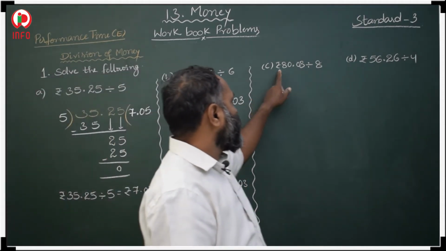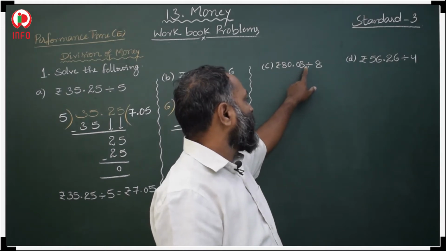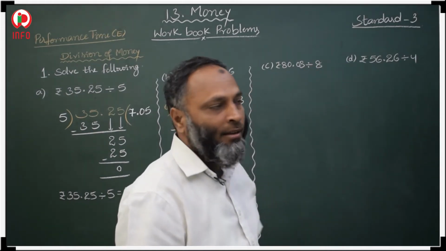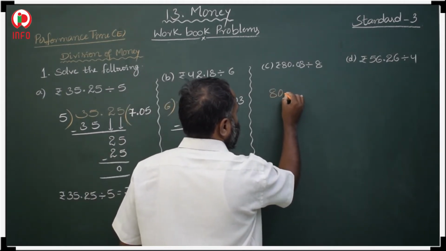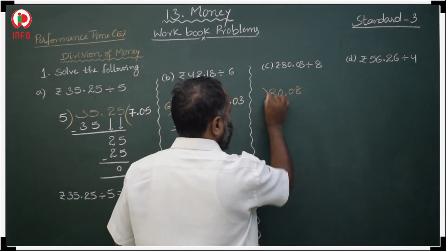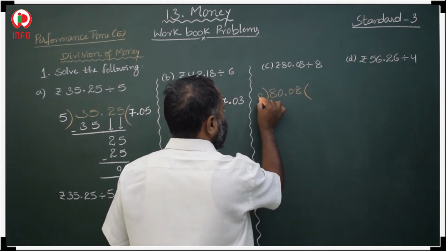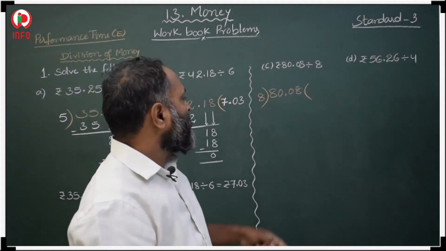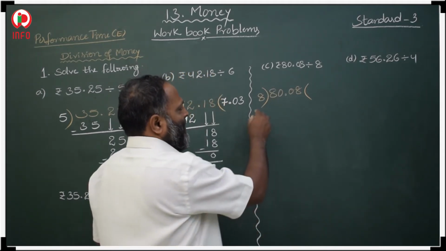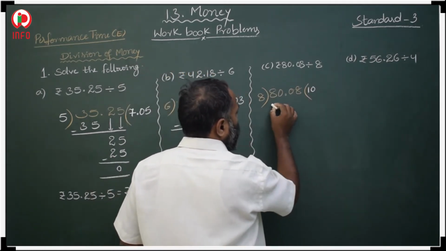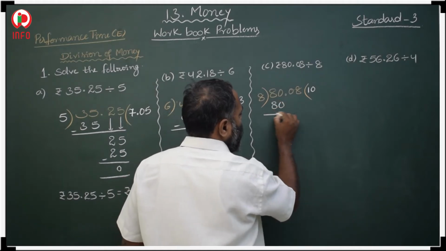Now the third question, 80 rupees 8 paise divided with 8. Then 80 rupees and 8 paisa divided with 8. Then they take 80 at a time. So 8 tens are 80.